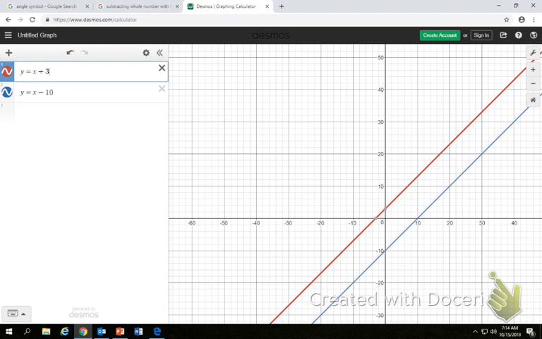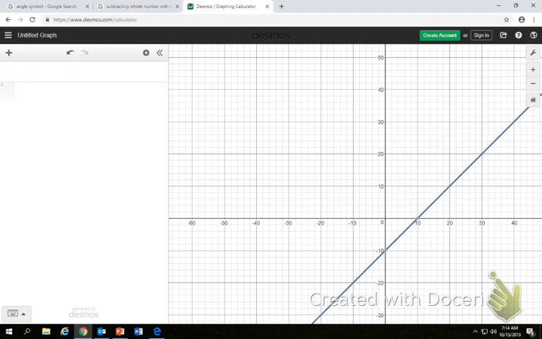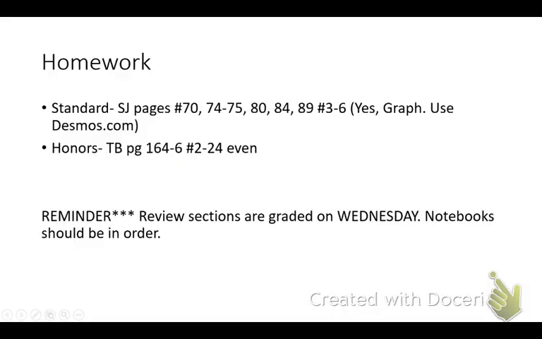Perpendicular lines should have the opposite reciprocal slope, and they should intersect. Okay? I will see you tomorrow.